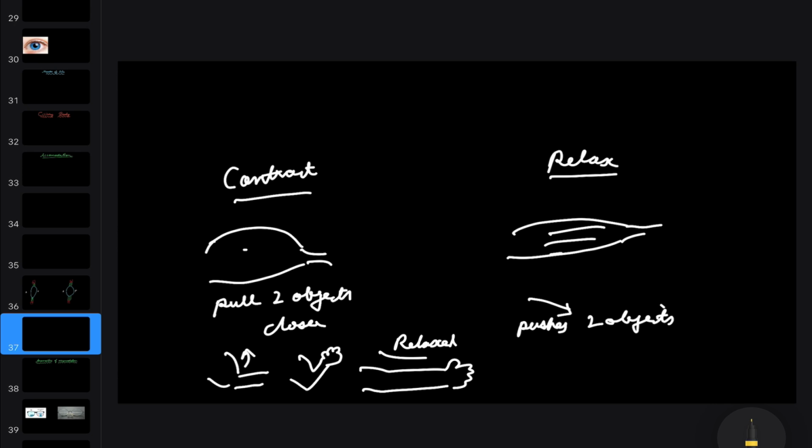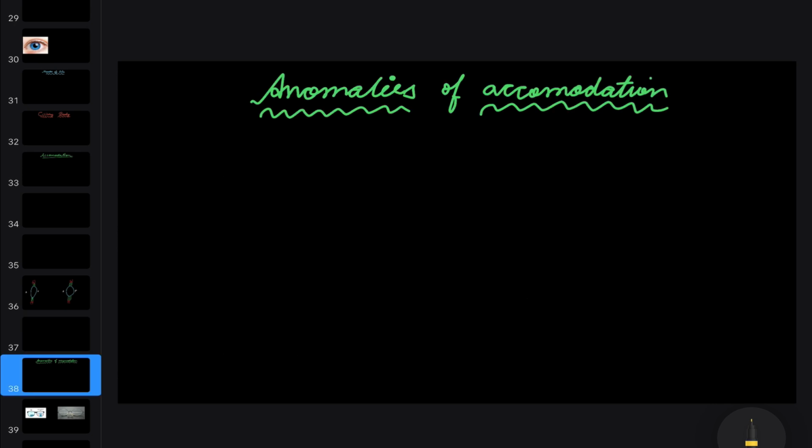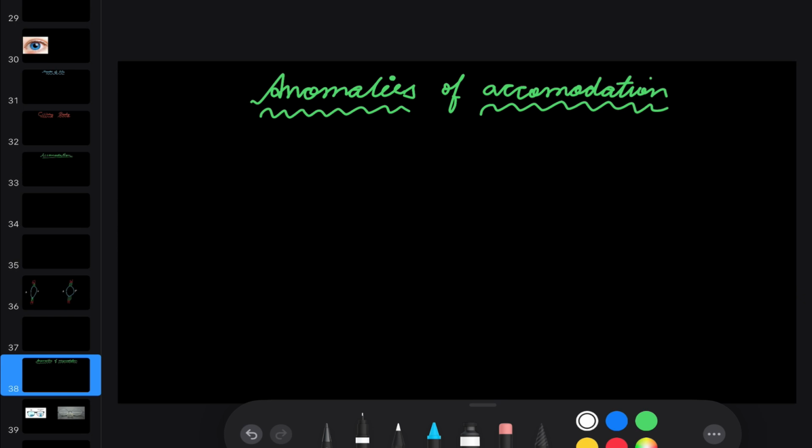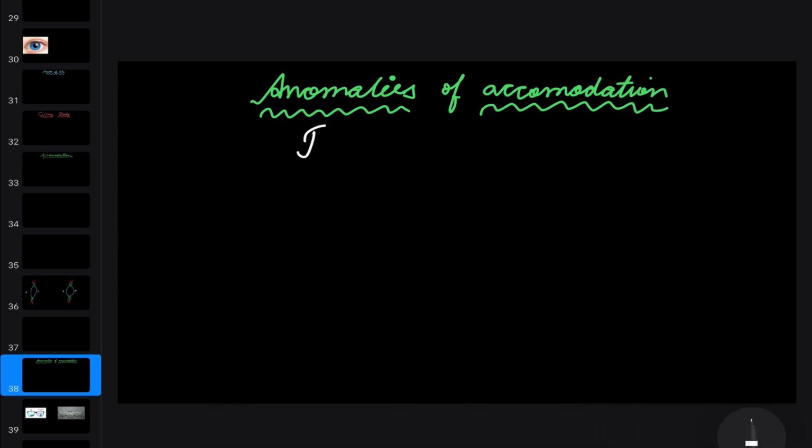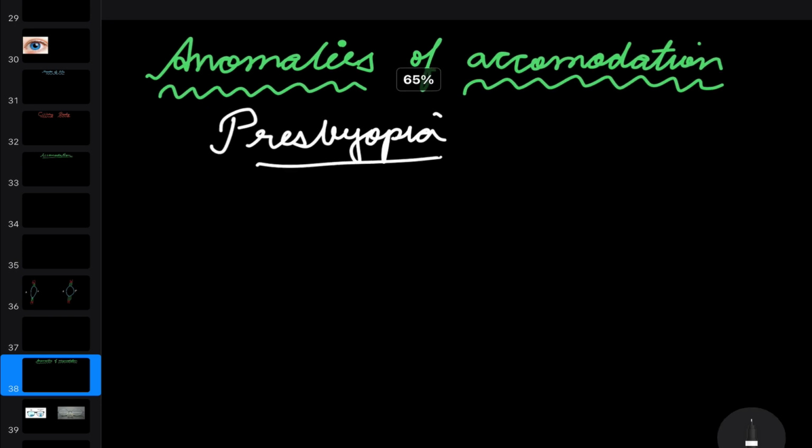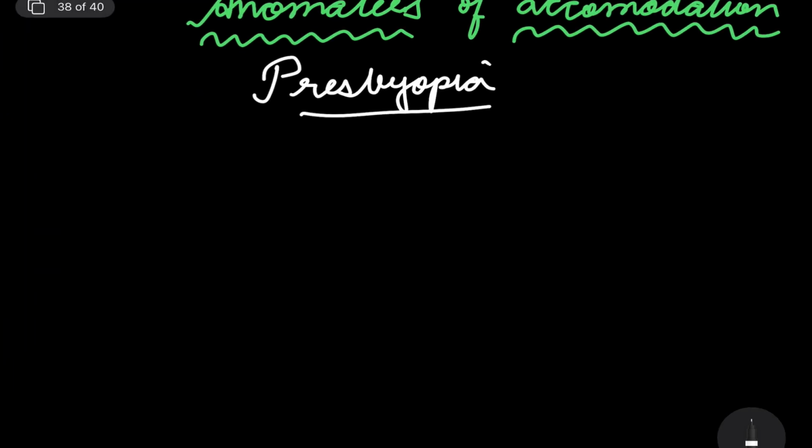Now, this is what happens in a normal physiological eye. But what happens if there is some kind of an anomaly in this accommodation? The two anomalies that we need to understand in this scenario, the first one, very, very important, is called presbyopia. These are anomalies of accommodation. Anomalies of accommodation basically means when accommodation is not occurring the way that it should.